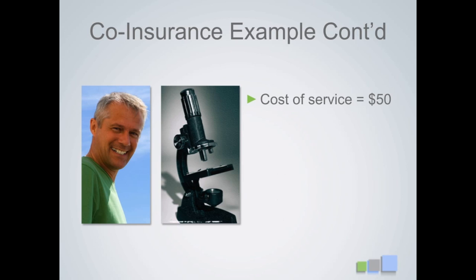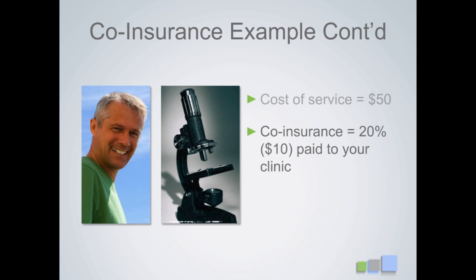Assuming Mr. Andrews' deductible has been met for the year, he will owe 20% of the $50 total cost, or a $10 coinsurance. He pays this to your clinic. The $10 that the patient paid also needs to be documented to the insurer so it will count towards his annual cap on out-of-pocket expenses. Mr. Andrews' health plan covers 80% of the total cost, or $40. Together, these two sums equal the full cost.